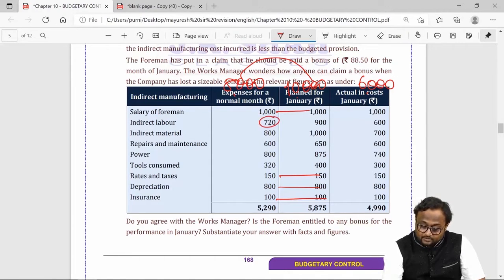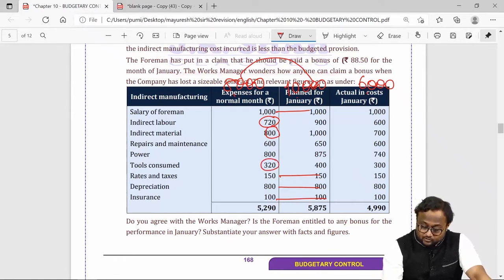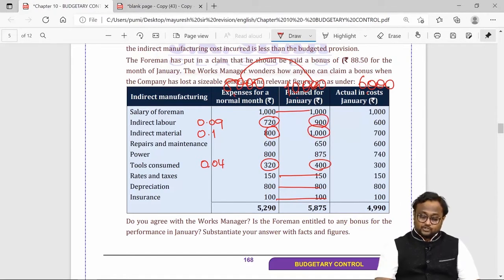If you look at 720, 800 and 320, these were cost structures for 8,000. So per unit it comes to 0.09, 0.10 and 0.04, and it is constant even for 10,000. So these are variable cost structures.